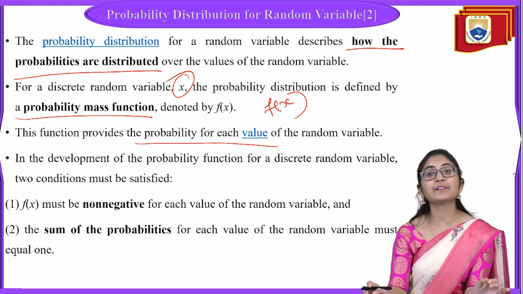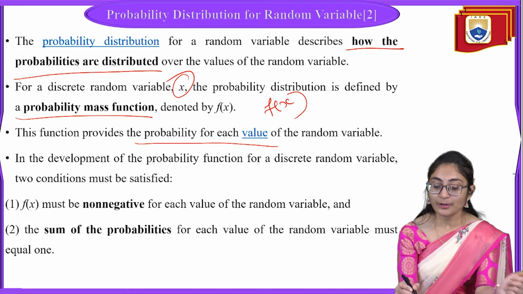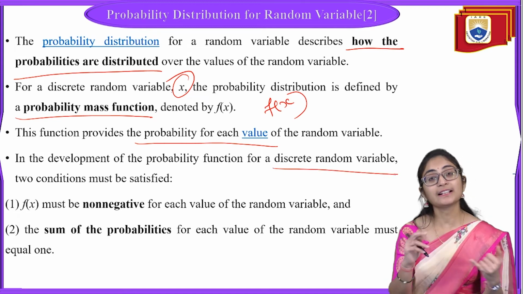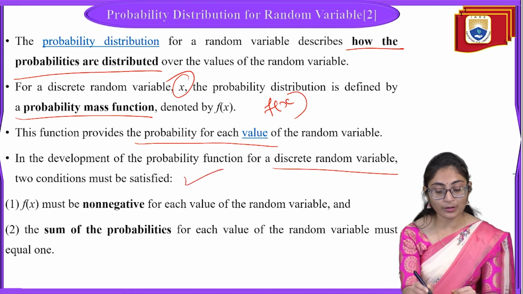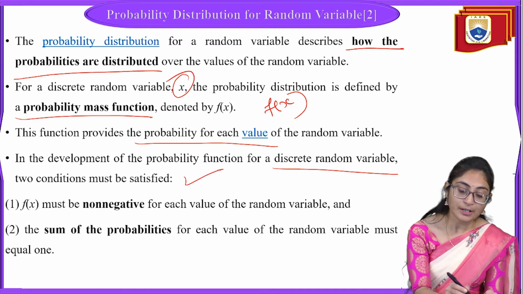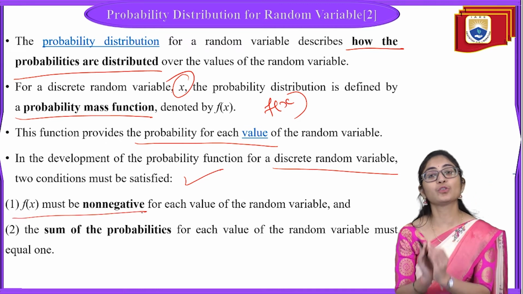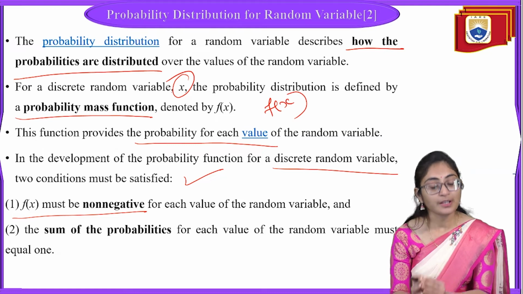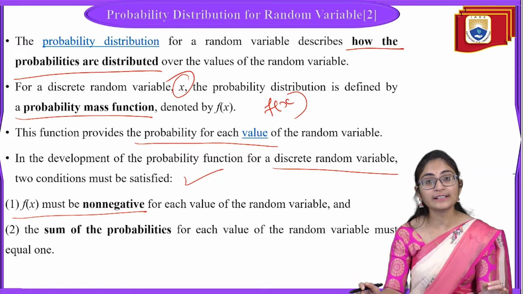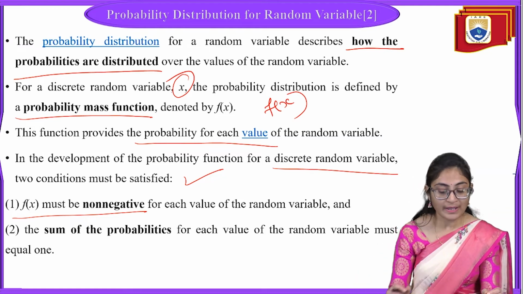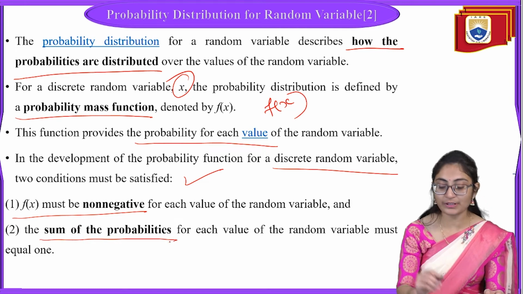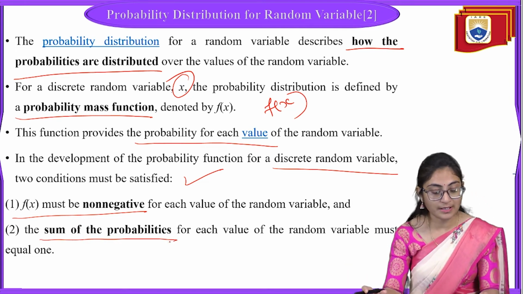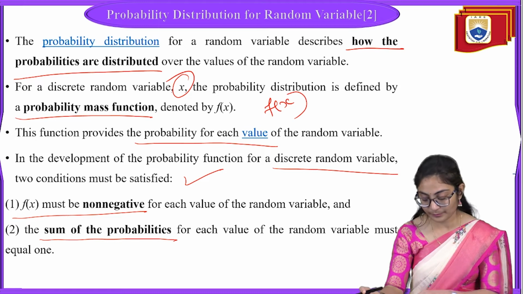In the development of the probability function for a discrete random variable, there are always two conditions. The first condition is that f of x should be non-negative every time, for each value, and the sum of the probabilities for each value of the random variable must equal 1.